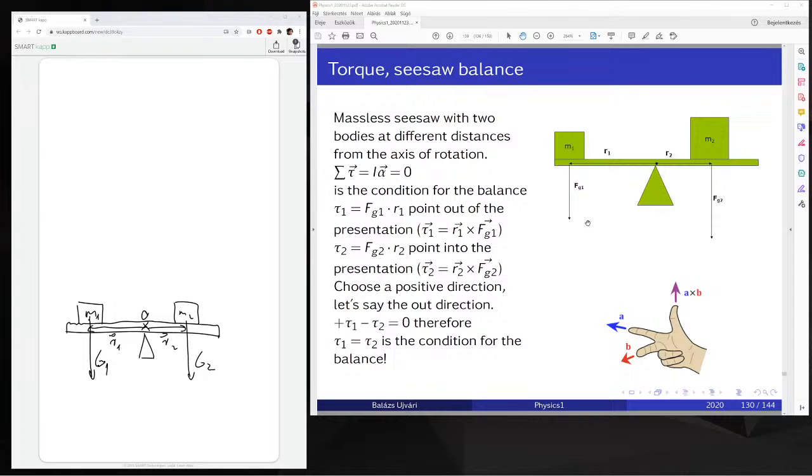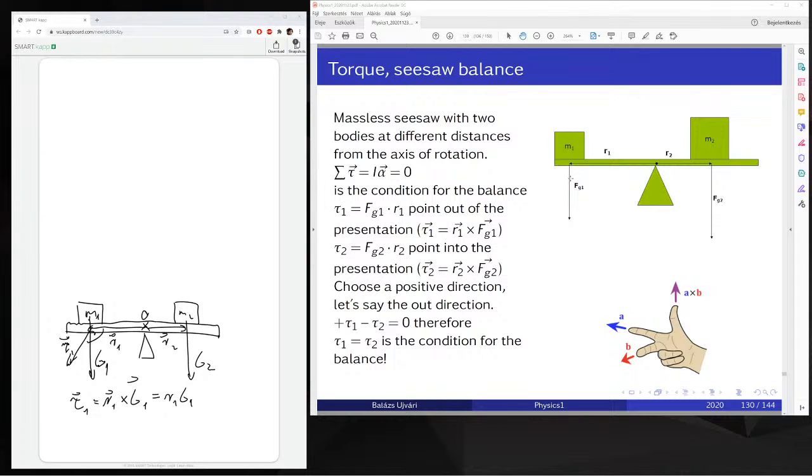Since this is 90 degrees, the tau 1, which is R1 cross G1, because of this 90 degrees, and since they are in the same plane, that will be simply R1 G1, and the direction of the torque will point to you, from the screen to your face. So let's say this direction. And you can use your right hand. So if this is R1 and this is the force, this is the position vector and this is the force, the direction of the torque will be like this. So if you come here with your fingers, R1 to force, that will point to you.